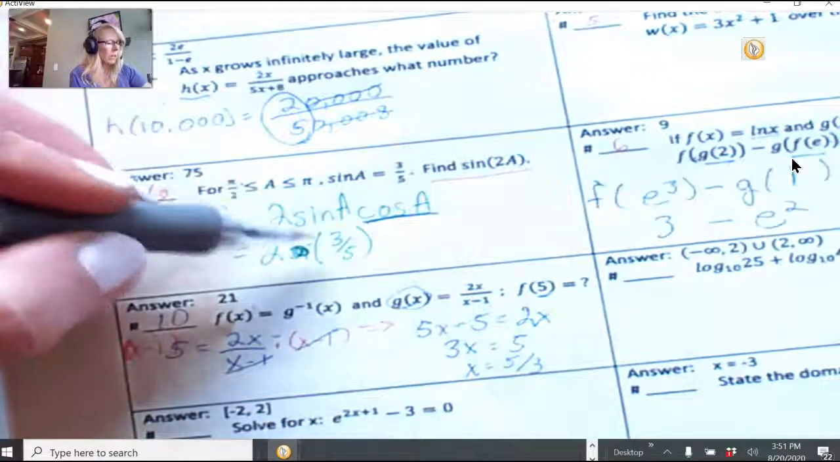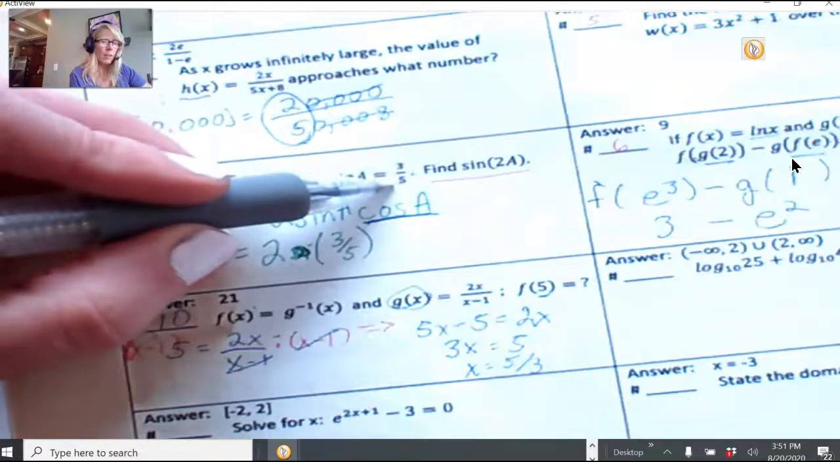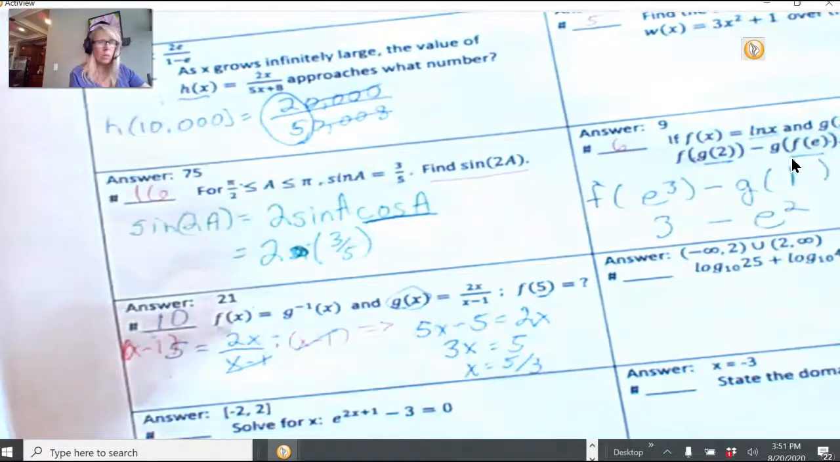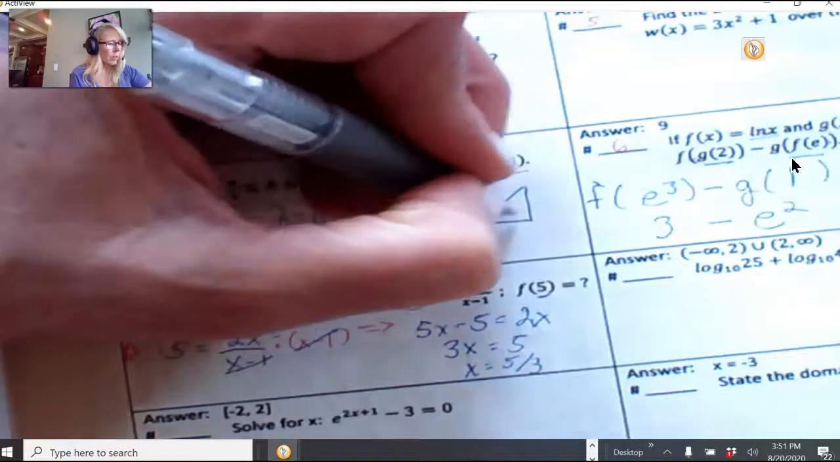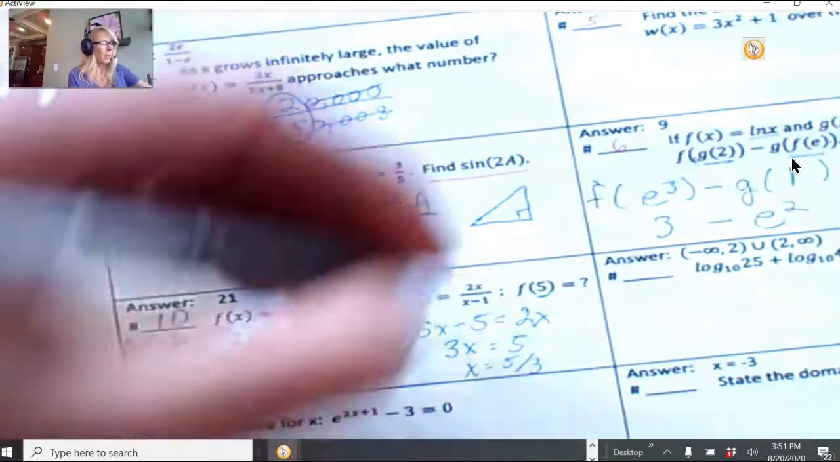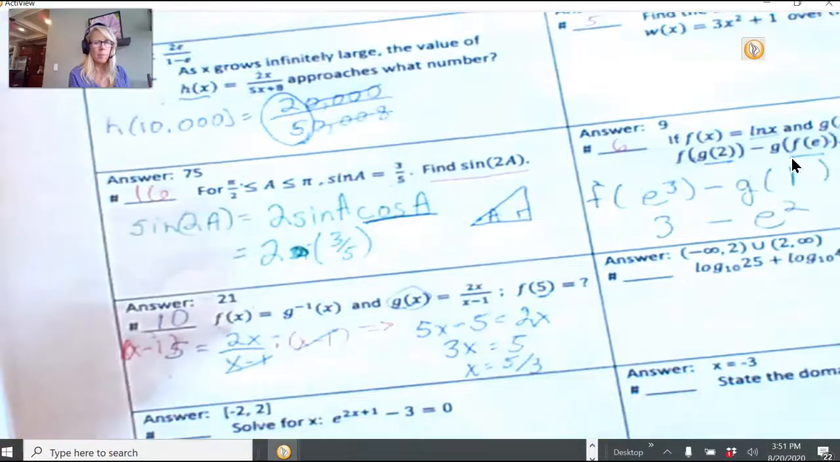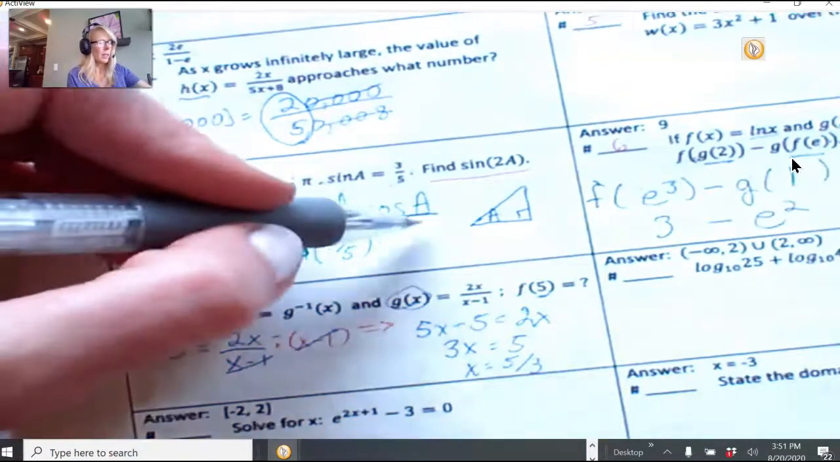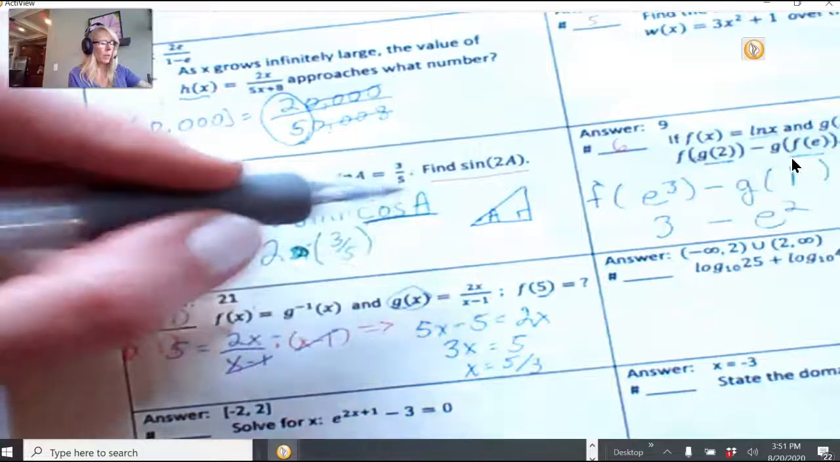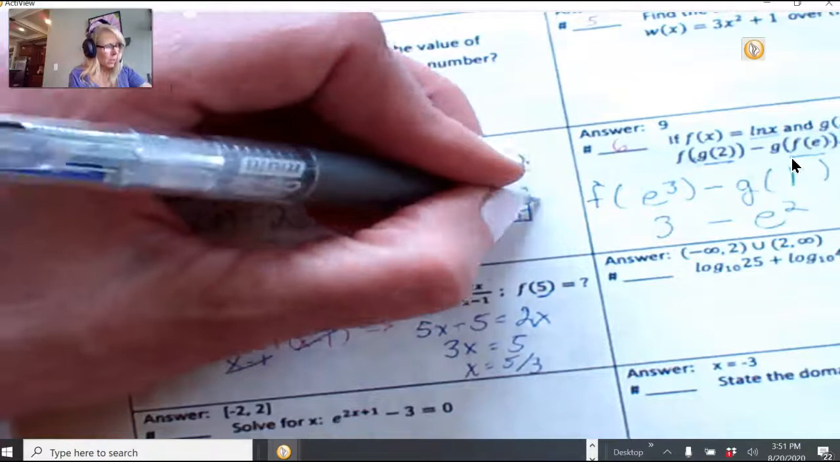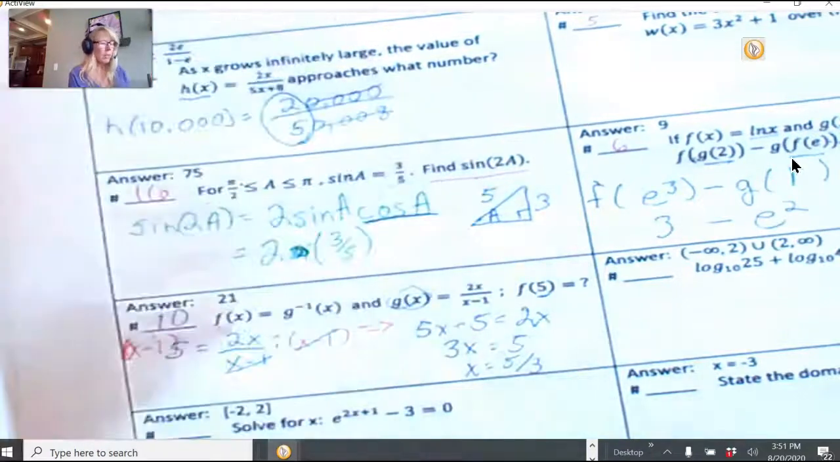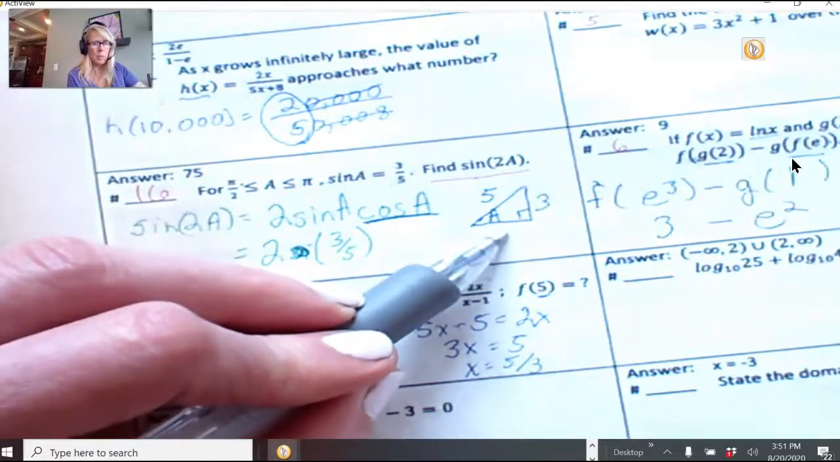If I know what sine is, I could think about right triangles, and that is where our sine and cosine come from. I could take a nice little right triangle here. If my angle here is A, then sine of A is 3 over 5, and remember sine is just opposite over hypotenuse. And cosine, if you remember, is adjacent, this side over the hypotenuse.